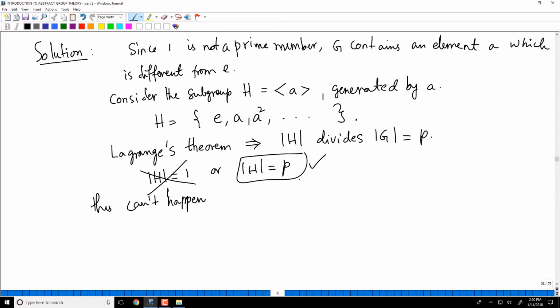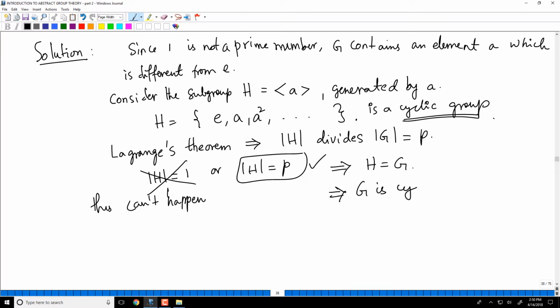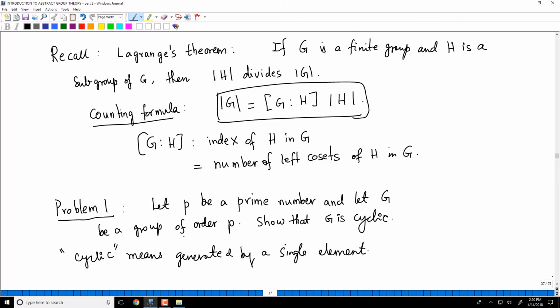But if H has order P and G also has order P, this means H equals G. But note that H is cyclic by definition. It is the subgroup generated by a single element. So it is a cyclic group by construction, and H is equal to G, so G is cyclic. That's all. So we have solved the problem. If you have a group of prime order, it is cyclic automatically.